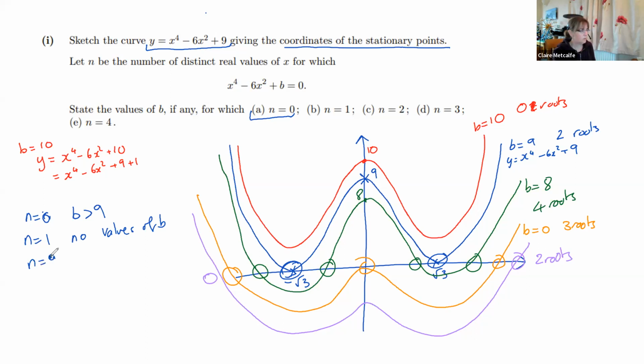For n equals 2, we've got the edge case when b equals 9, and we've also got when b is negative. So when b equals 9 or when b is less than 0, we have 2 roots. We have 3 roots at just one particular case, and that's when this peak has hit the origin. So that's when b equals 0. And we have 4 roots for anything that looks a bit like the green line, so when b is between 9 up here and 0 down here.